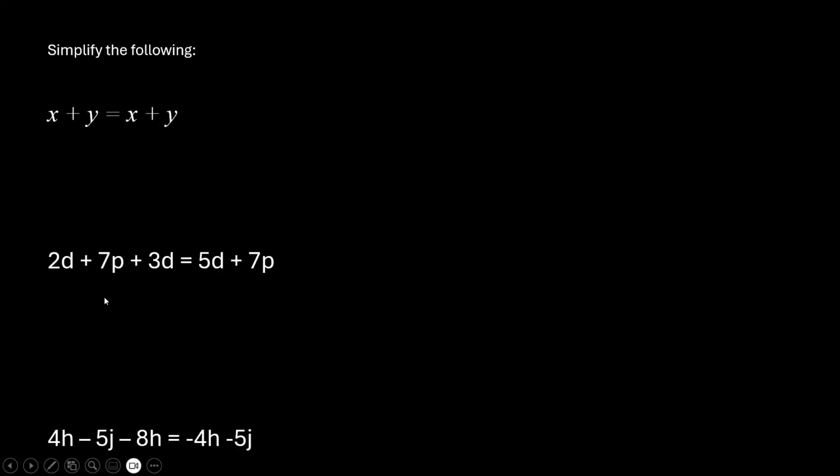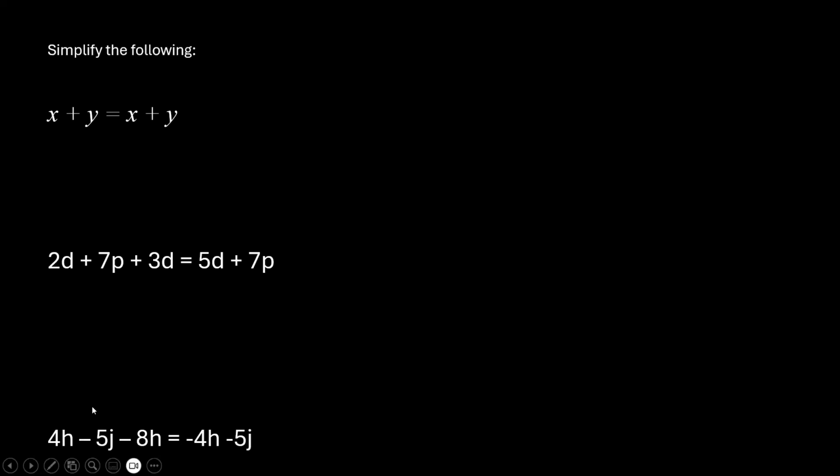Take a look at our second question. 2D plus 7P plus 3D. The D's are the same, so we can add them. 3 plus 2 is 5D, and our 7P must be added separately. We cannot add 7 plus 2 is 9 and 3, 10. Many students will just add the numbers. That is incorrect. We only add the terms that have the variable being the same, right? So we only add 3D to 2D. We can't add D to anything else, right?